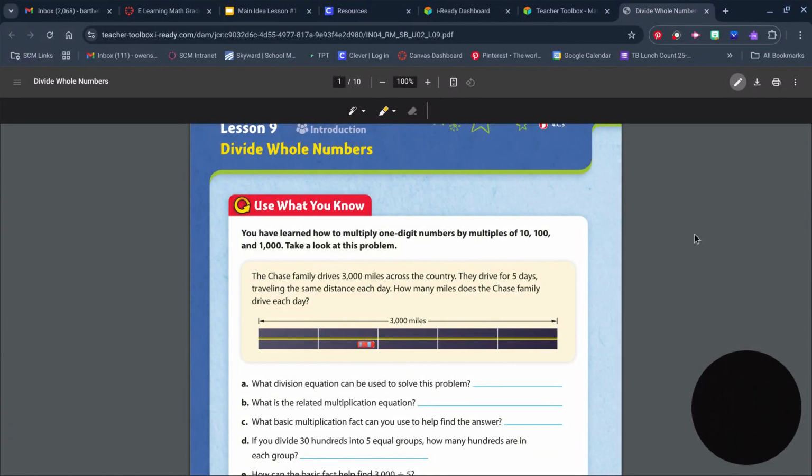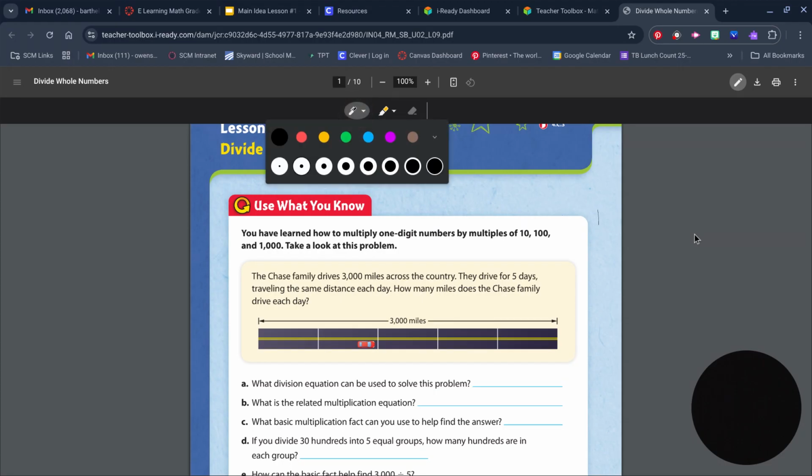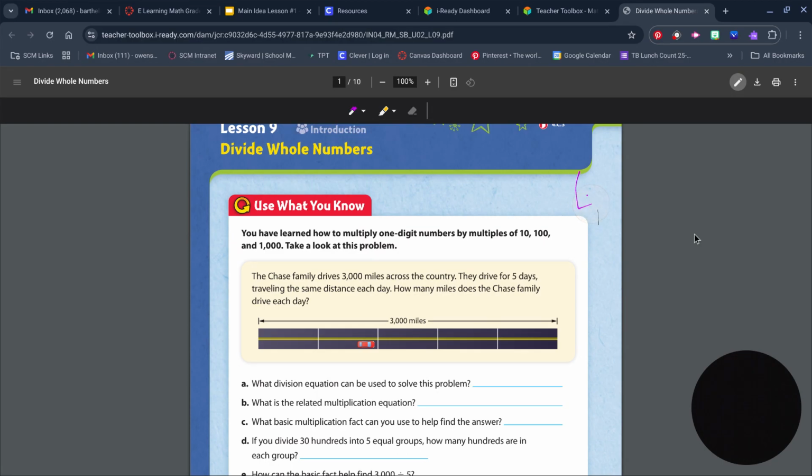Hey, fourth grade. We're going to jump ahead a little bit today. We're going to look at lesson 9, and then when we get back to school, we're going to do some more review on multiples and factors. But make sure my pen is working.